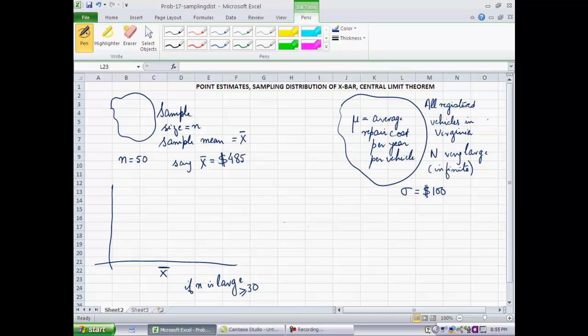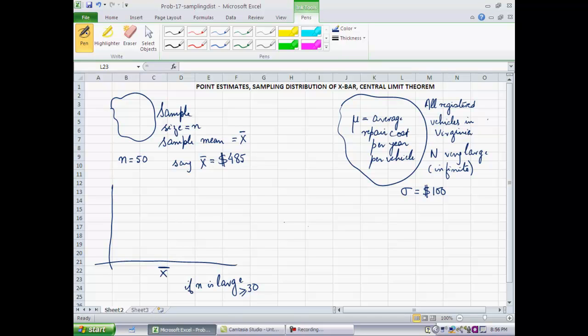In this case, I'm looking at the repair cost per vehicle, and I'm interested in knowing the average repair cost per year per vehicle, mu. So in order to do that, let's say I took a sample of 50 vehicles. I called up the 50 owners. I asked each one, how much did you spend per year on your vehicle? And I get 50 numbers. I take their average, and hence I get a sample mean of $485.